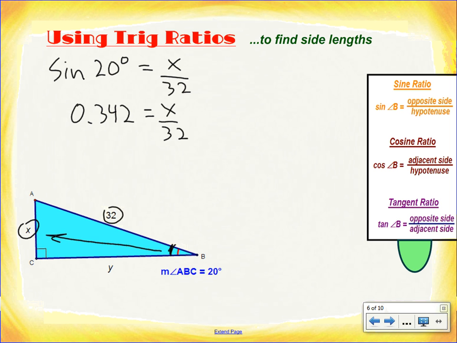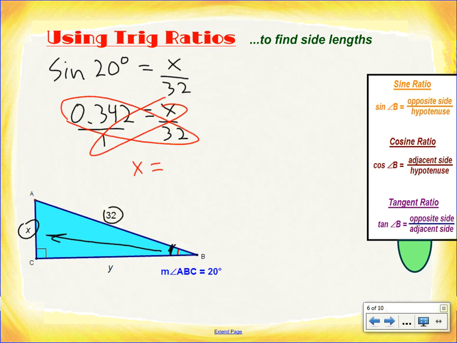Do you remember how to solve things that look like this? One way to do this, and what might help you, is if I put this over 1. If I do that, what kind of equation is this? This is a proportion. And remember, to solve a proportion, we cross multiply, right? So I'm going to cross multiply here. X times 1 is x. And then the other value I want to do is 32 times 0.342.